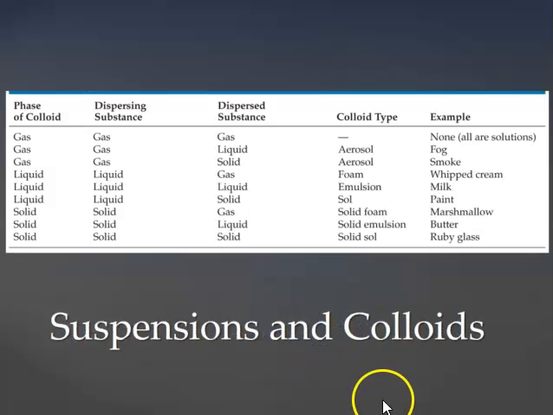There are lots of different types of colloids: gas colloids, liquid colloids, solid colloids. A gas dispersed in a solid, an example of that is marshmallow, a solid foam. We can have a gas dispersed in a liquid, that'd be like whipped cream. A solid dispersed in a gas, that'd be smoke. If I have a liquid dispersed in a gas, that's fog.